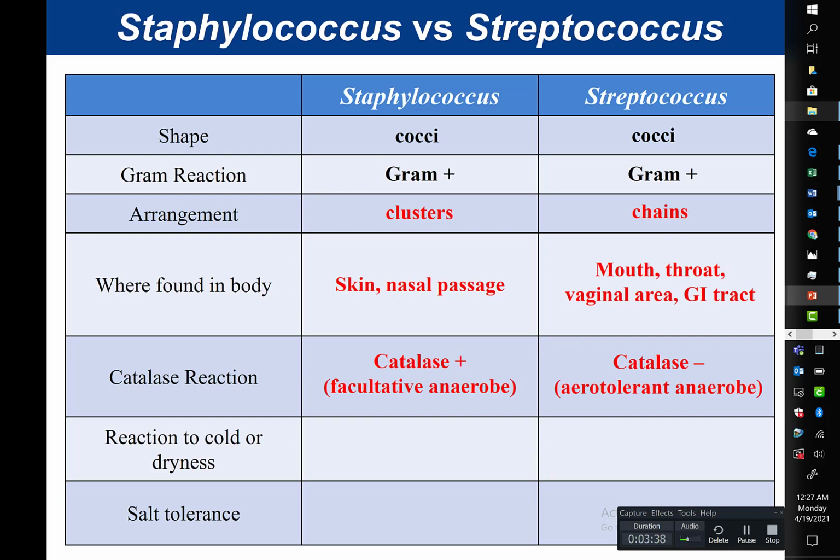It does not contain catalase because these bacteria are fermenters and they are aerotolerant anaerobes. And remember that means that they grow with or without oxygen, but that they don't use O2. So they can grow in the presence of oxygen, but they don't grow and use oxygen. And so as a result, because they don't use oxygen, they are catalase negative.